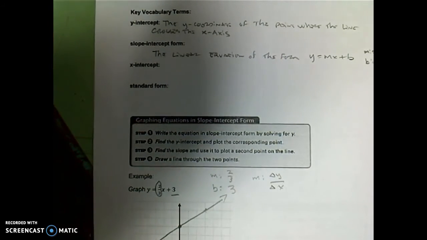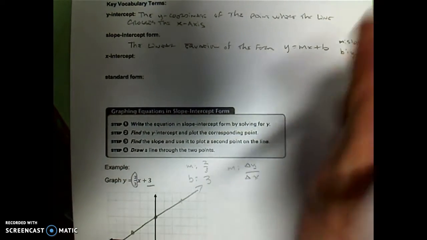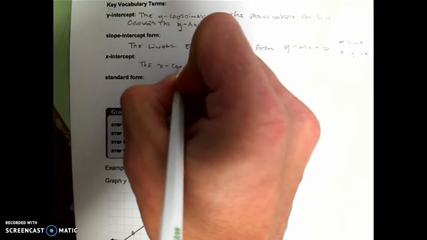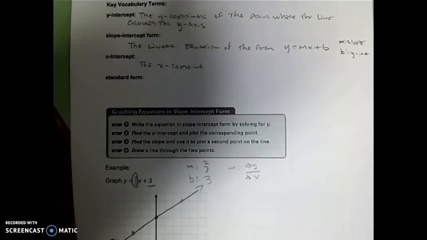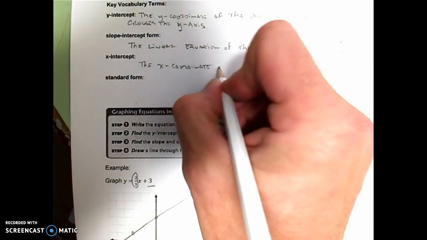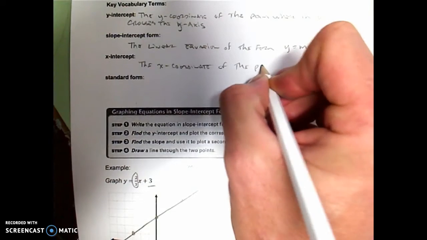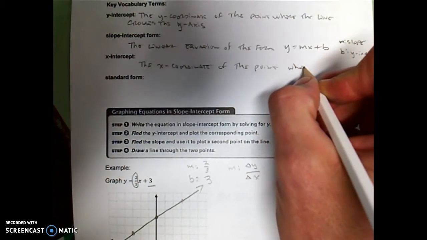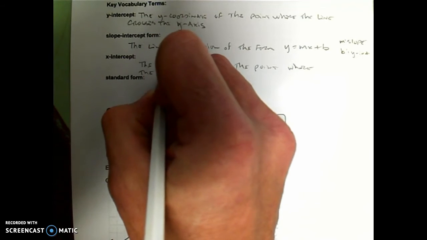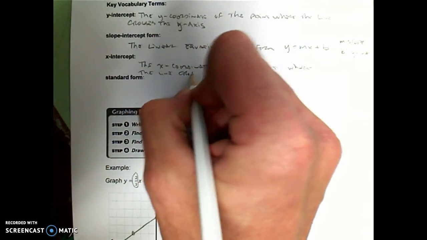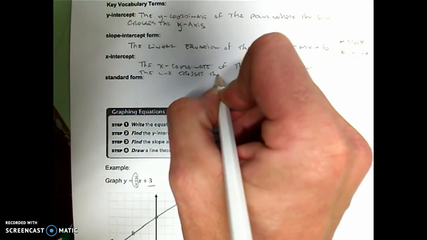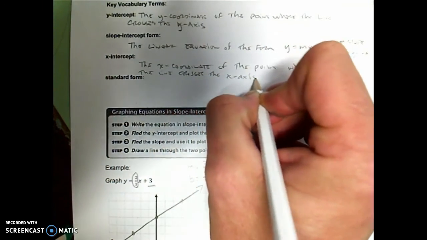We also want to think about this idea of an x-intercept. If the y-intercept is the point where this line crosses the y-axis, well, the x-intercept is going to be the x-coordinate, or the point where the line crosses the x-axis. And this comes in handy when we have lines that come to us in standard form.